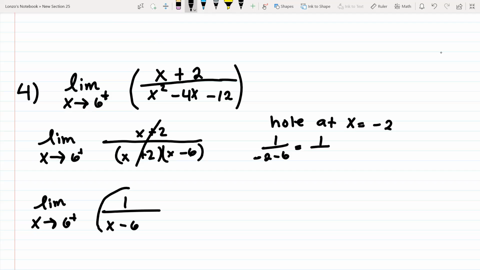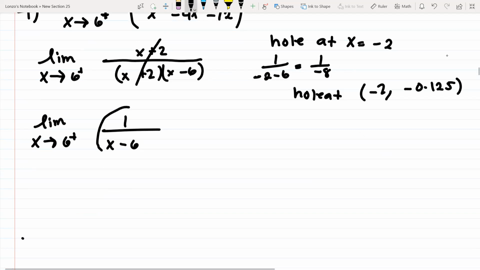It's minus 2 minus 6, which is negative 8. So you have a hole at negative 2, and then negative 1/8 is the same thing as negative 0.125. Okay, so that's kind of important when we graph it. So here's our new rational function.